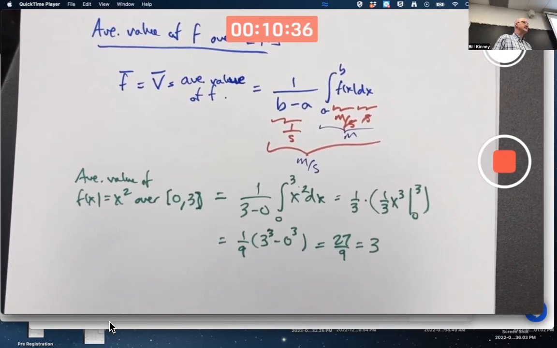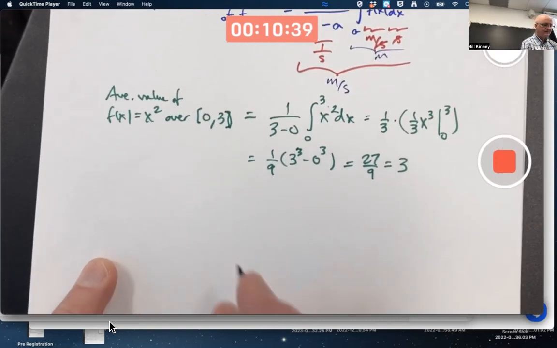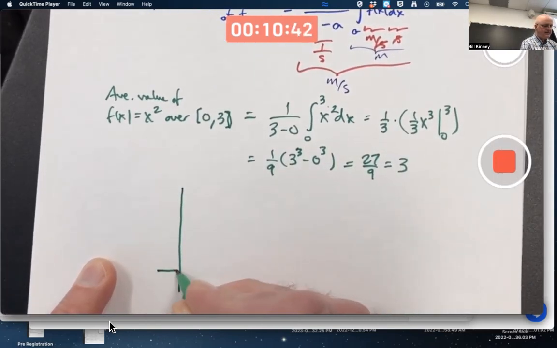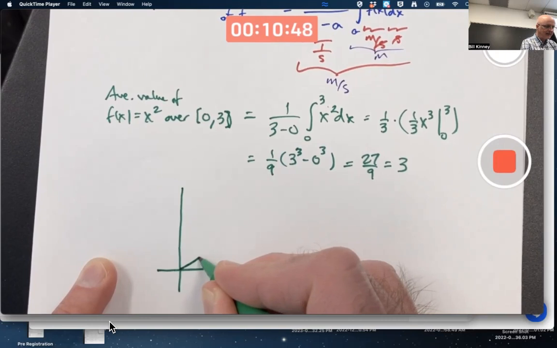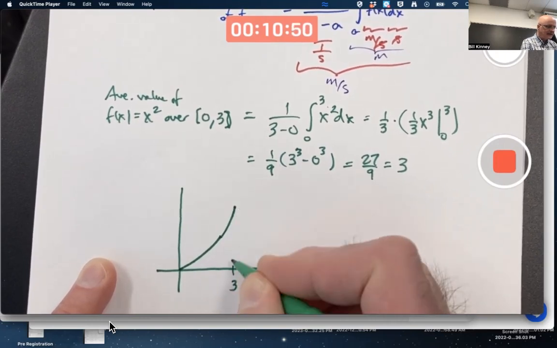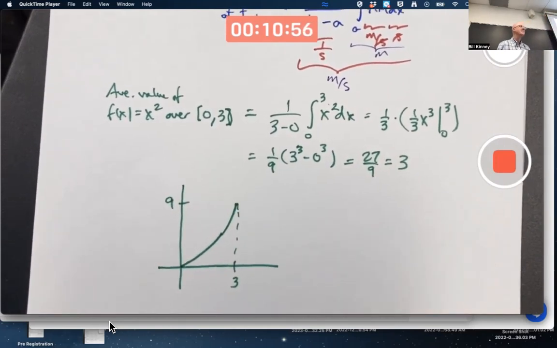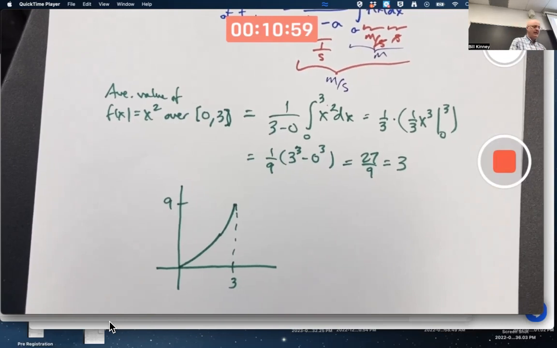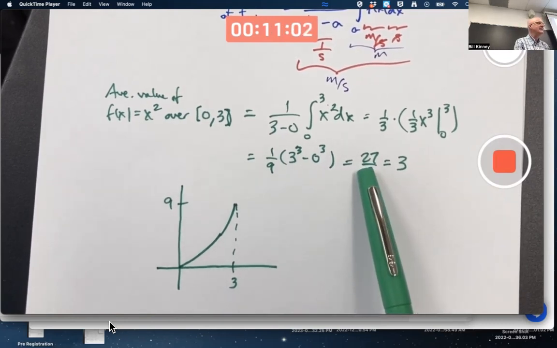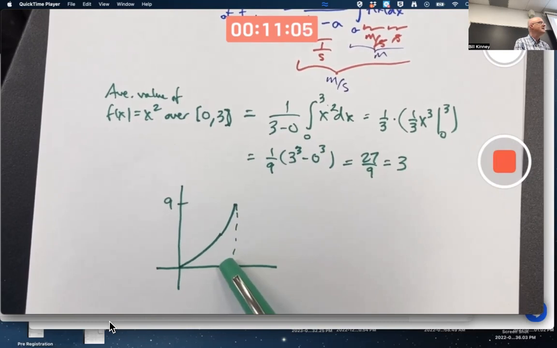How should you interpret this, the meaning of this, graphically? The graph of x squared, as x goes from 0 to 3, looks about like this. When x is 3, 3 squared is 9. The output of the function is 9. The value of the integral itself is 27. That's the area under this graph, 27. Is that reasonable? If you drew a right triangle like this, its area would be 1/2 base times height.